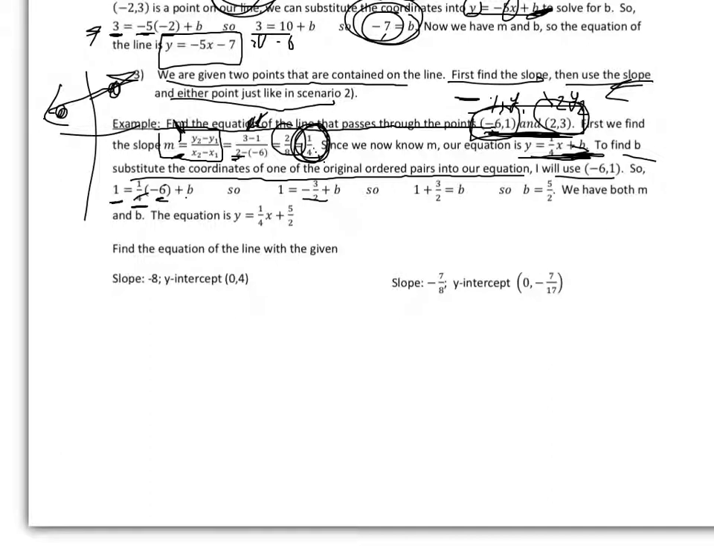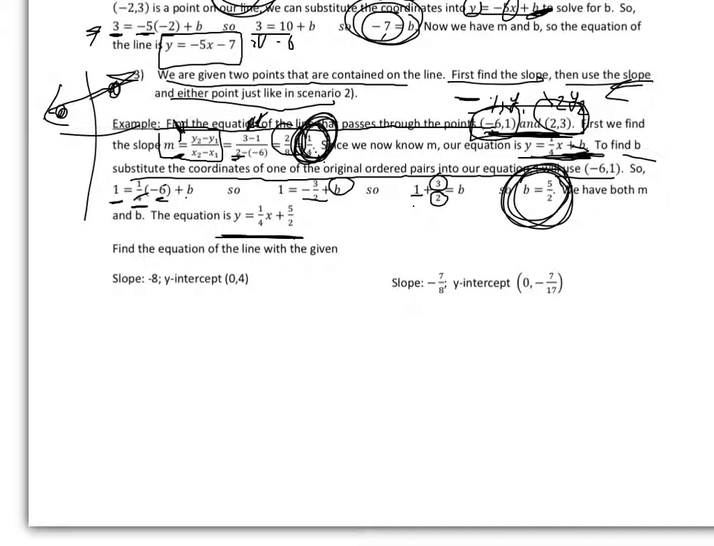Now we want to add the 3 halves to both sides to isolate b and solve for b. So 1 plus 3 halves, we can say 1 times 2 is 2, plus 3 is 5. That gives us b equals 5 halves. So notice, we have our b, we have our m. Now we can plug it in to our y equals mx plus b right there. And we have it. Okay?